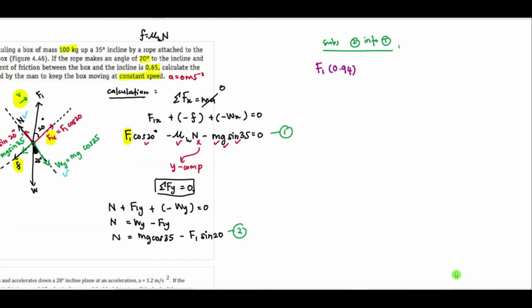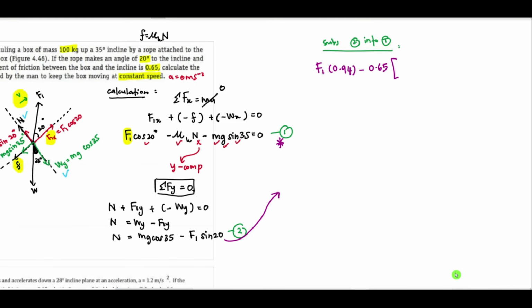Saya terus saja masukkan nilai minus, tengok equation number 1 dekat sini, F1 cos 20 minus mu k. So nilai mu k soalan dah bagi 0.65. Alright, and then N. N kita tadi berapa? Okay, saya masukkanlah nilai dia. N kita tadi inilah. Okay, kita akan masukkan nilai dia, mg cos theta, which is mg cos 35.